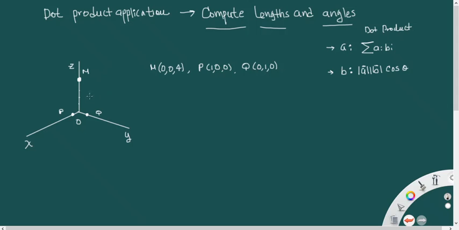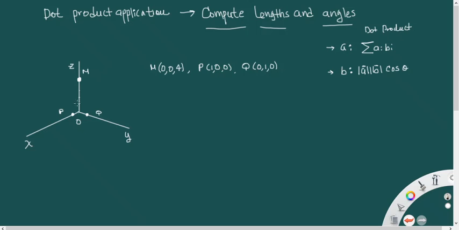So we have here a three-dimensional plane, and we have 3 points. The point M is located at 0 in the x axis, 0 in the y axis, and 4 in the z axis. So this is point M. The point P is located at 1 unit positive in the x-axis, 0 in the y-axis, so this is right on the origin, and 0 in the z-axis.